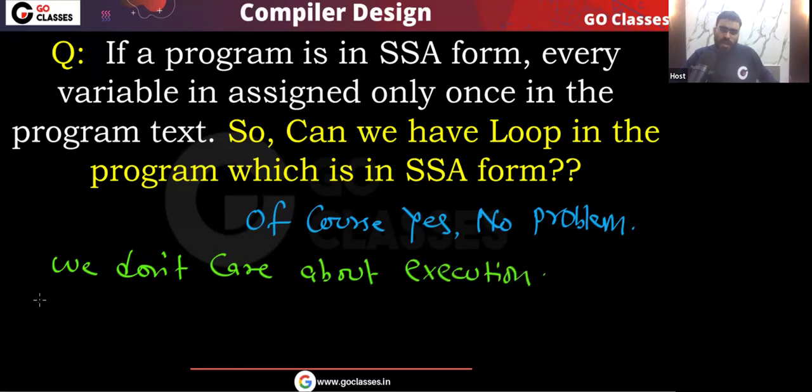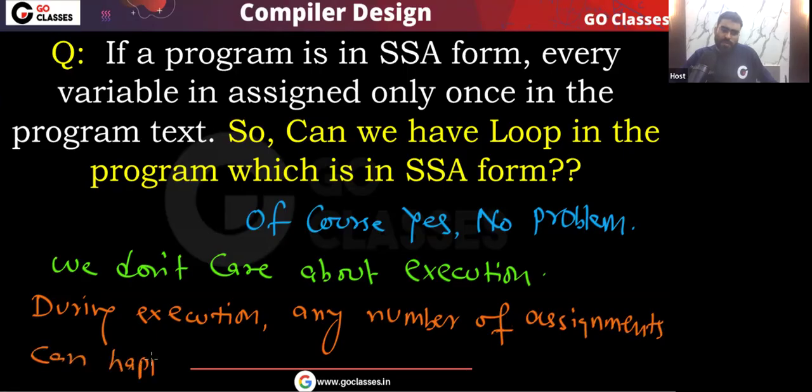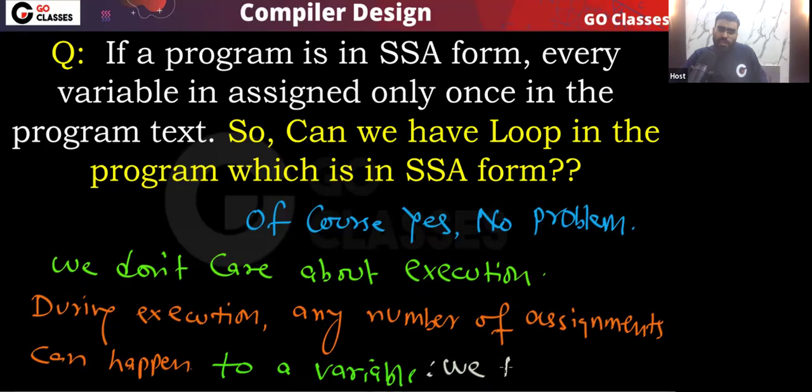During execution, any number of assignments can happen to a variable. We don't care. Any number of assignments can happen to a variable. We do not care. Okay, in capitals you can write, we do not care. Is this understood?